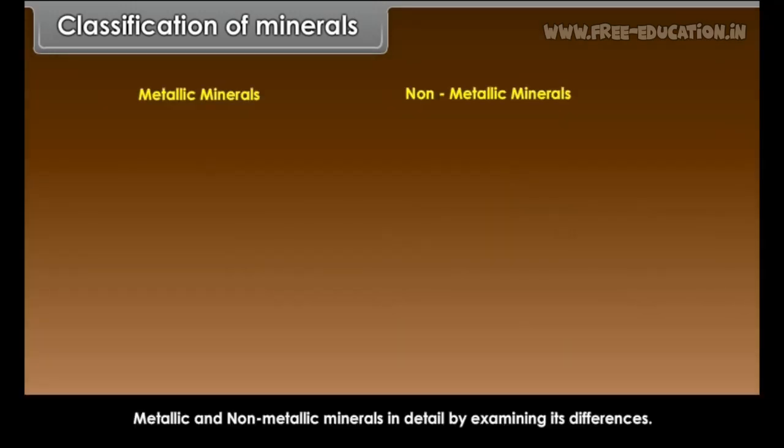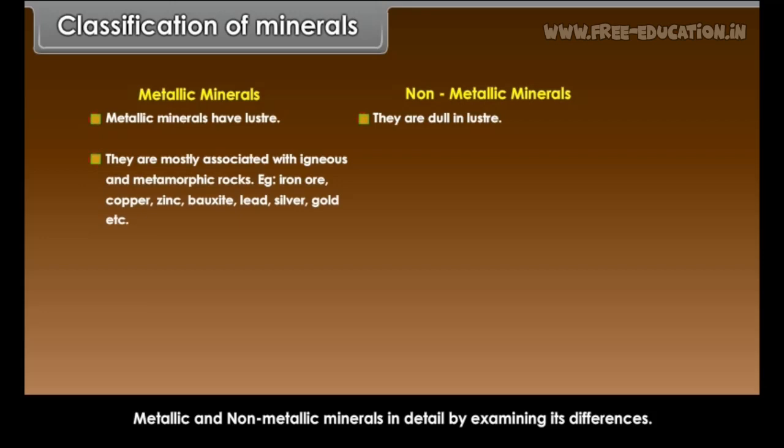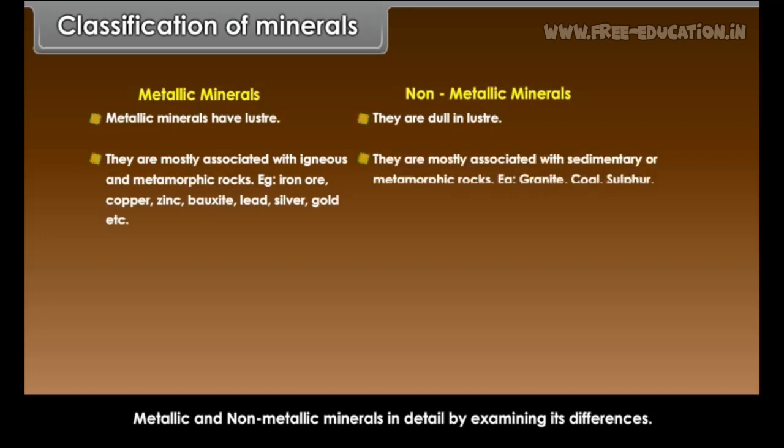Now we will study metallic and non-metallic minerals in detail by examining their differences. Metallic minerals have luster. Non-metallic minerals are dull in luster. Metallic minerals are mostly associated with igneous and metamorphic rocks. Example, iron ore, copper, zinc, bauxite, lead, silver, gold, etc. Non-metallic minerals are mostly associated with sedimentary or metamorphic rocks. Example, granite, coal, sulfur, petroleum, salt, etc.